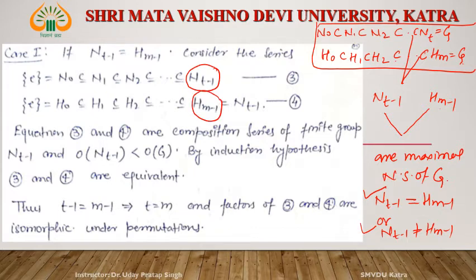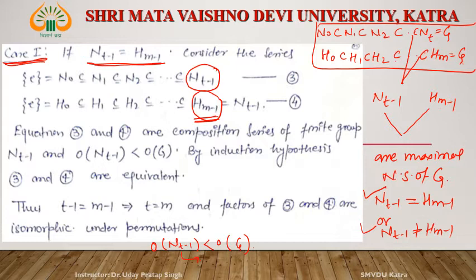So consider case first, if Nt minus 1 equals Hm minus 1. Then what happened? Nt minus 1 is a subgroup of G, that is, the order of Nt minus 1 is less than the order of G. By the method of induction, there exists a composition series of Nt minus 1, and there exists a composition series of Hm minus 1.